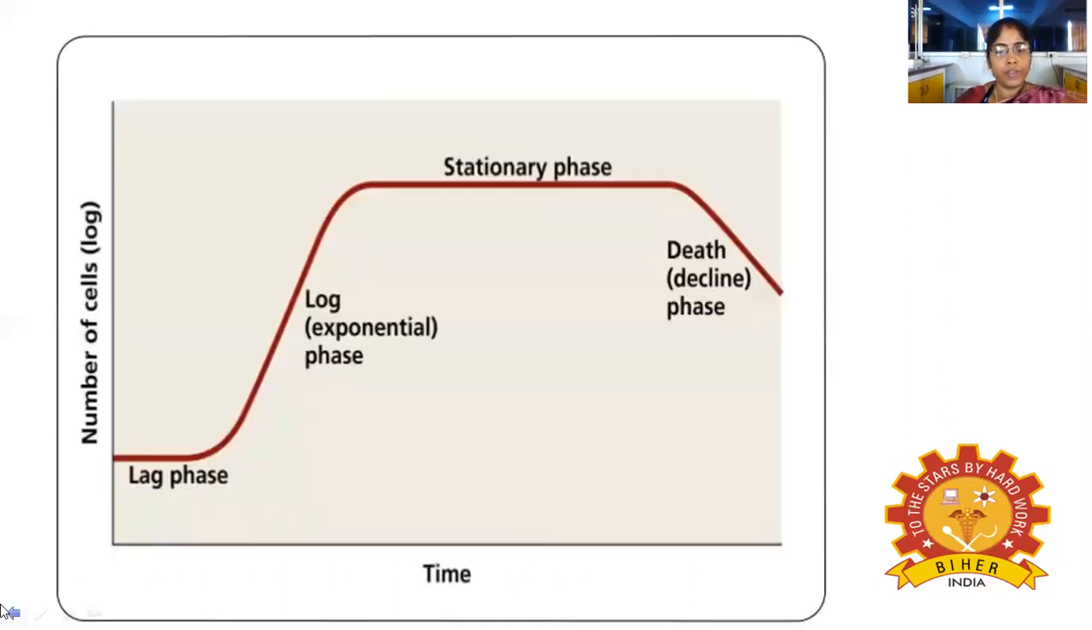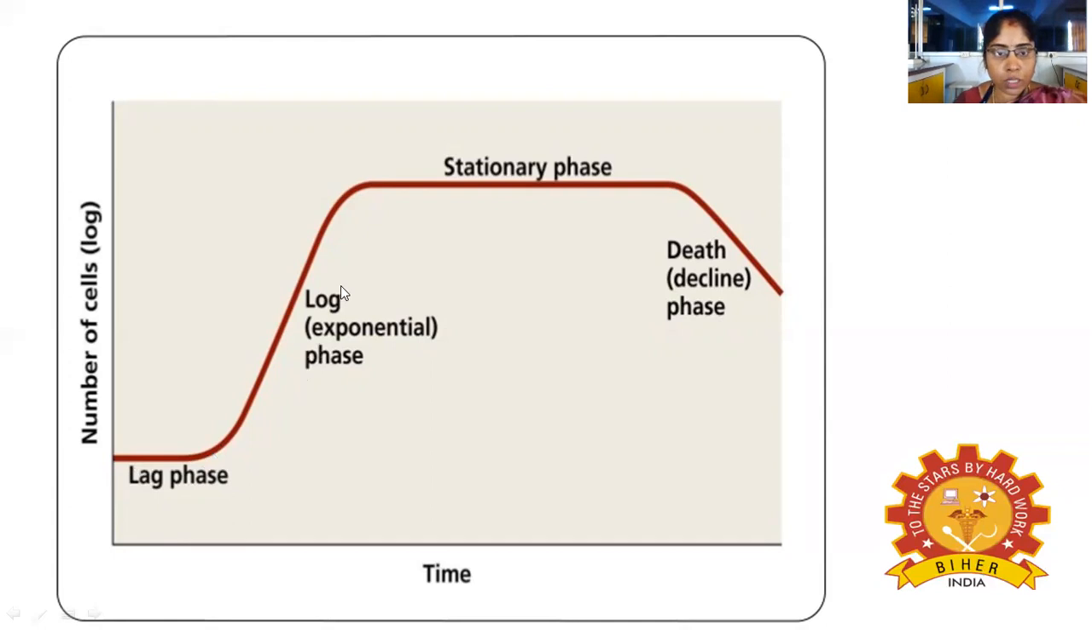So this is the growth phase, as we all know, plotted with time on the x-axis and number of cells on the y-axis. When I talk about the first phase, which is explained as the lag phase, that is the initial phase where the microorganism starts to adapt to the nutrients supplied in the nutrient medium. Once it is fully adapted, it enters the next phase, which is the log or exponential phase.